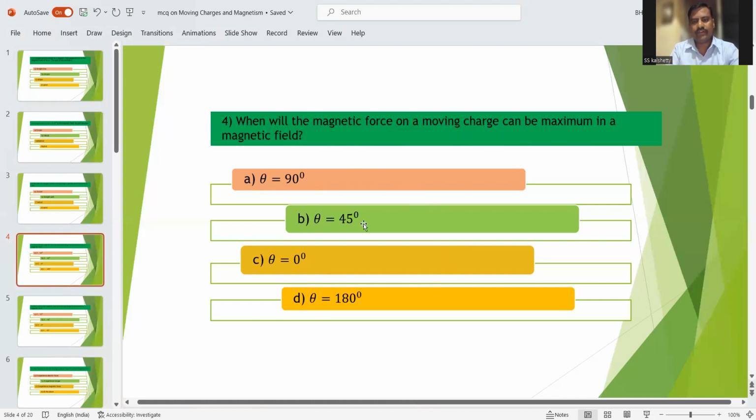Theta equal to 45, no. Theta equal to 0 is the minimum case, and theta equal to 180 is also minimum. So option A is the right answer. Now move on to the fifth question.